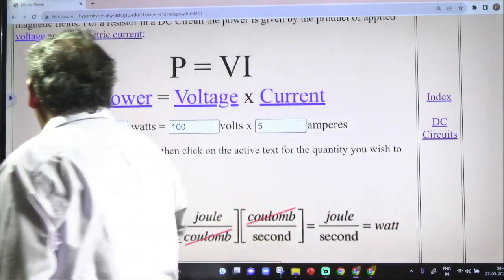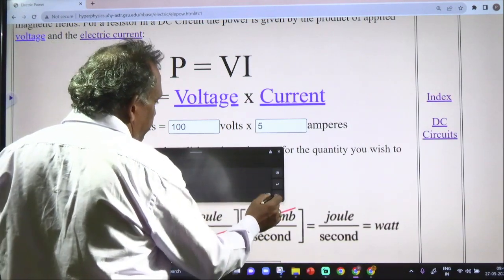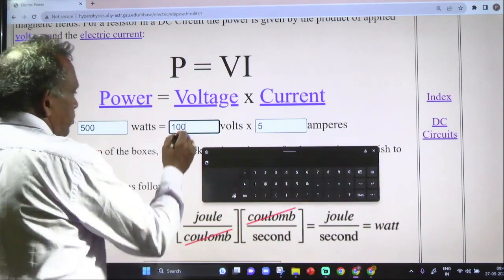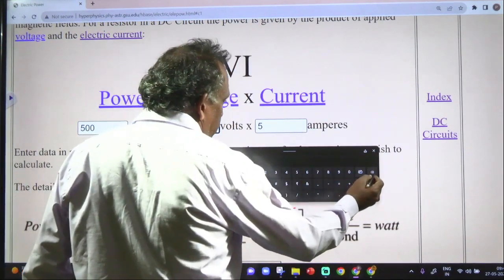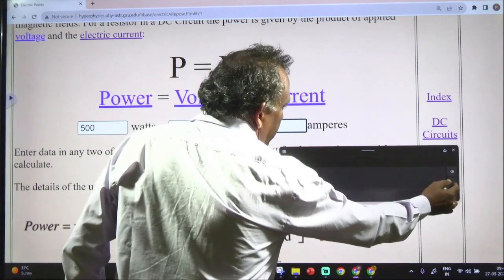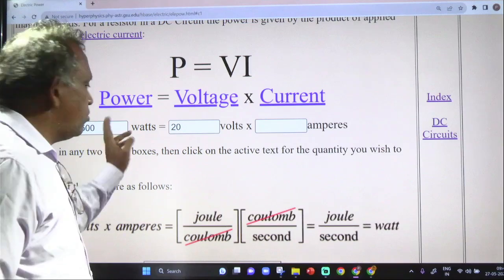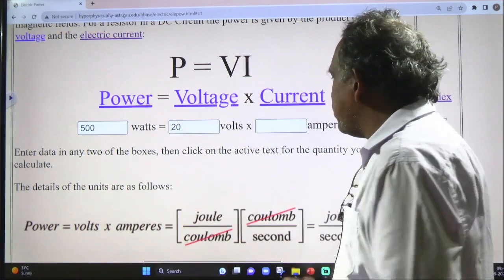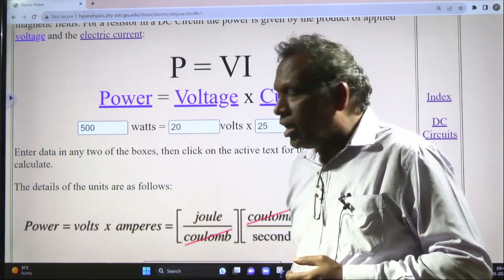If you try to find out in another way, for example, now instead of power, you take 500 watts, and voltage you take as 20 volts. Then what will be the value of current? If power is 500 watts and voltage is 20, then current is equal to how much? Current is 25 amperes.